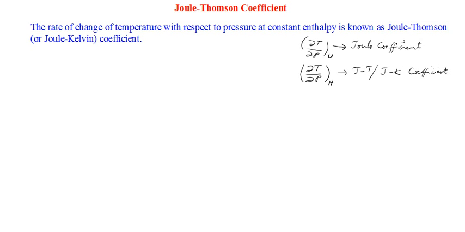So we have the basic definition of the Joule-Thomson coefficient here. The rate of change of temperature, that is ∂T, with respect to pressure, that is ∂P, at constant enthalpy, that is H, is known as the Joule-Thomson coefficient. Now we will shortly derive the expression for the Joule-Thomson coefficient, and also analyze its importance.